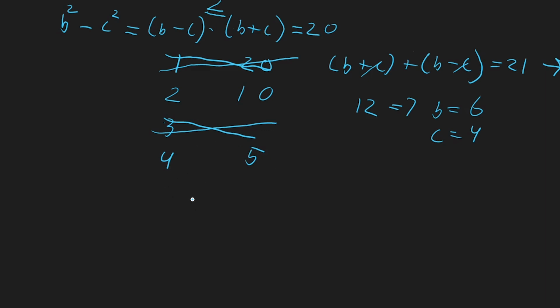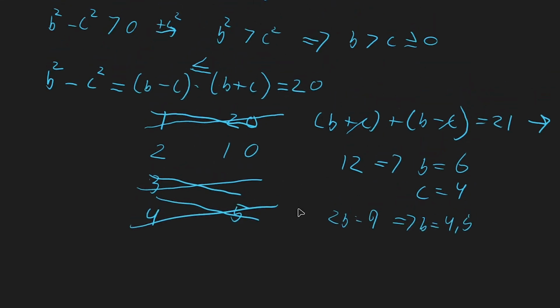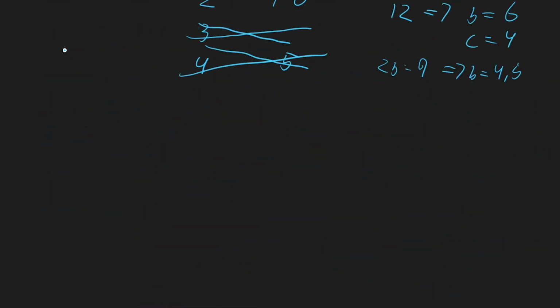Now, if we look at this, then we have 5 plus 4, that's 9, so 2B equals 9, and that gives us that B equals 4.5. And that's not an integer, so this is not a solution as well. So the only possible solution is B equals 6 and C equals 4.